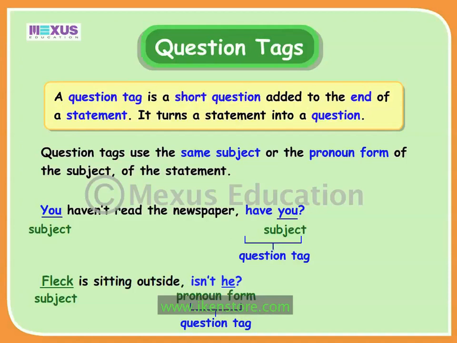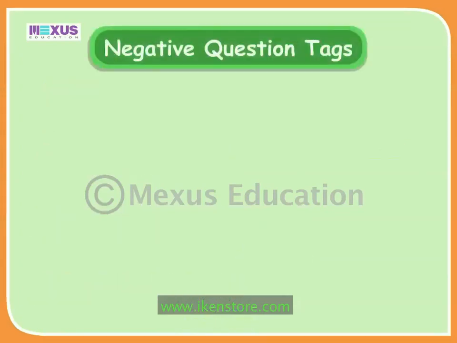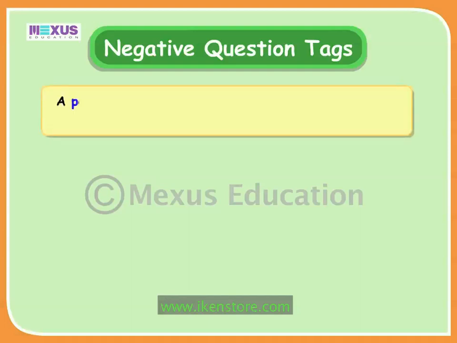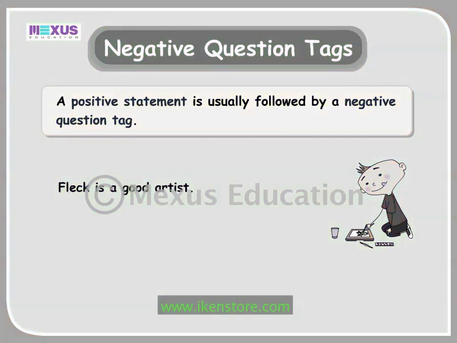Like statements, question tags can also be positive or negative. Let's look at negative tags first. A positive statement is usually followed by a negative question tag. Let us take the example of a positive statement. "Fleck is a good artist." Here, we have used a negative question tag, "Isn't he?" The pronoun form of the subject, Fleck, that is "he," has been used.